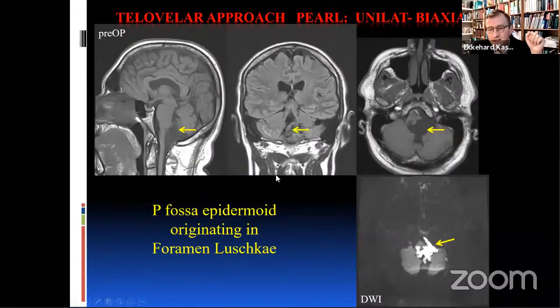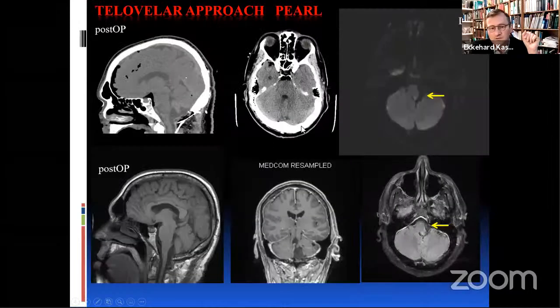Finally, an interesting case that I did also using the telovelar approach. I didn't think that would come up, but I had this posterior fossa epidermoid that was really lodged in the foramen of Luschka and had an extraaxial component and an intraventricular component. So I combined the telovelar approach with a suboccipital retrosigmoid, and we were able to do a gross total resection for this lesion. As you can see, the lesion was nicely resected with no residual on the DWI and no neurological deficit to this patient.